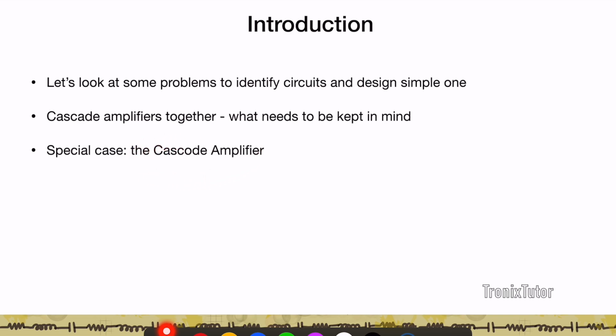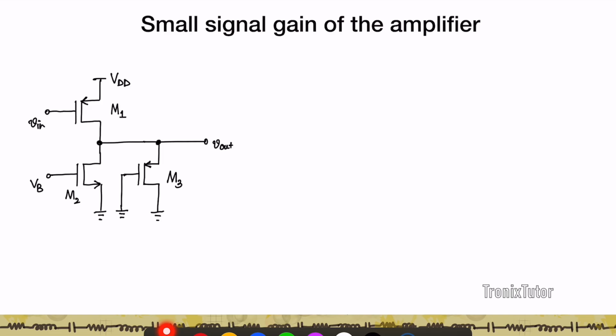Cascaded stage basically means where you connect multiple stages one after the other. So we'll look at a specific cascade which is known as the cascode, which consists of a common gate that follows a common source stage. So let's first begin by revising what we've done previously.